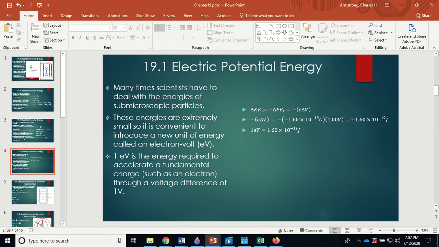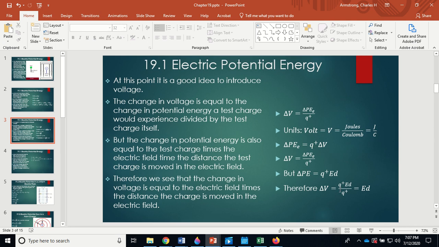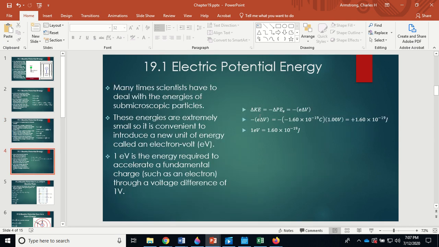So we know that the change in kinetic energy is equal to minus the change in the potential energy. In other words, the decrease in potential energy is equal to the increase in kinetic energy. Okay, so but we know that potential energy, in this case the electron, is the charge times the change in the voltage, and the change in voltage is ED. So we have this.